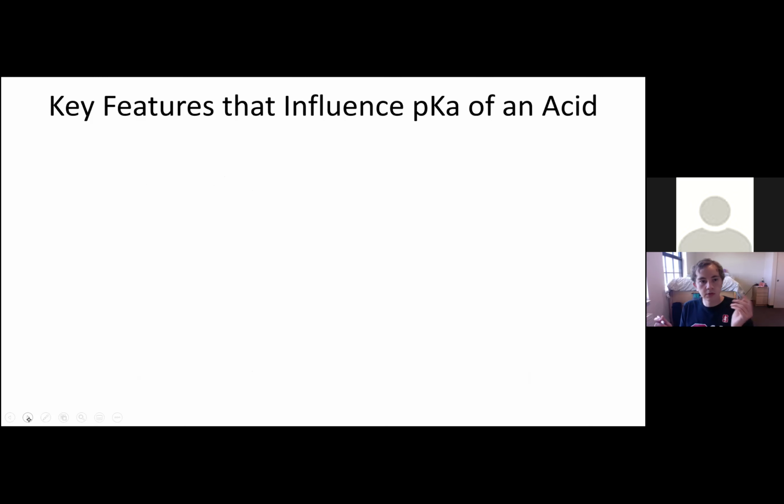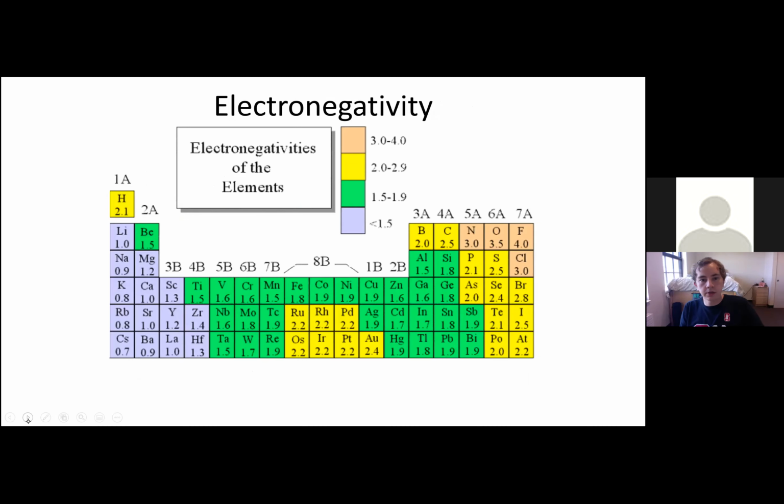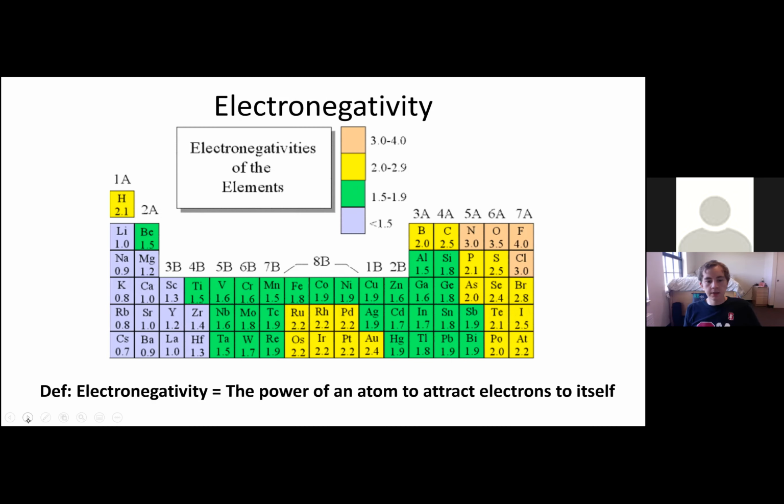And so the two features I want to talk about today that influence Ka and relative Ka when comparing acids are electronegativity and atomic radii. The first of these is electronegativity, and I show here the electronegativity chart. I'll remind you that the definition of electronegativity is the power of an atom to attract electrons to itself.